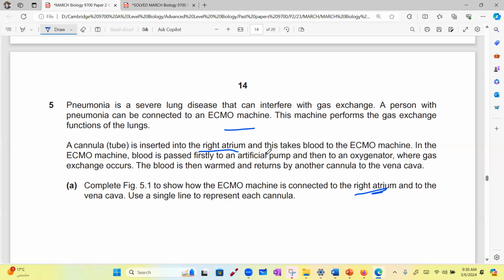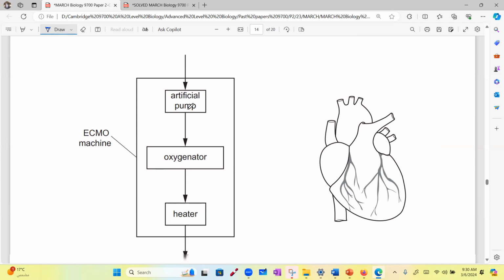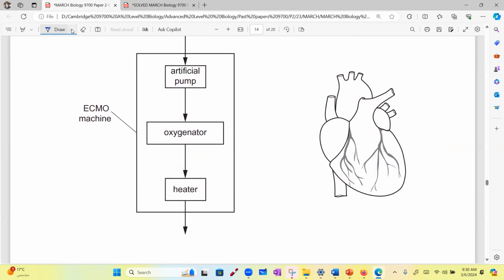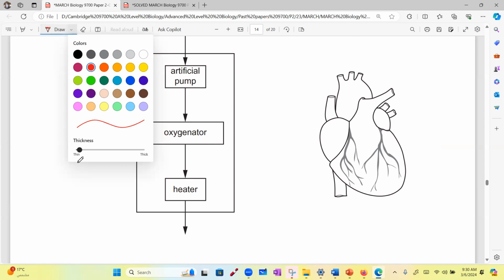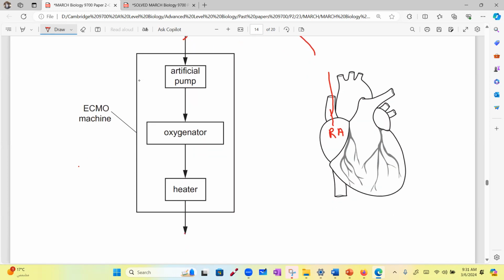And then, listen, this is a question that you have to read carefully so you know how to answer. When the exchange occurs, the blood is then warmed and returns by another cannula to the vena cava. So, this heart is connected to this machine. It is connected to the right atrium, and then from the machine to the vena cava. So they want to know if you know the right atrium and the vena cava and their positions. Yes, this is the right atrium. It will move from the right atrium to the artificial pump, okay? And then from the pump to the vena cava. Where's the vena cava? Just one arrow. Okay, Noor? Clear?